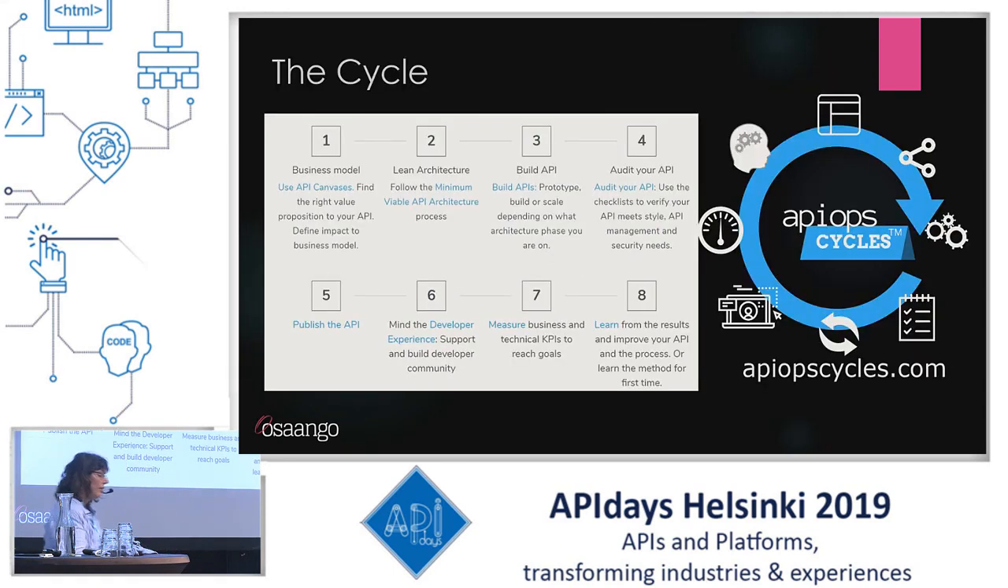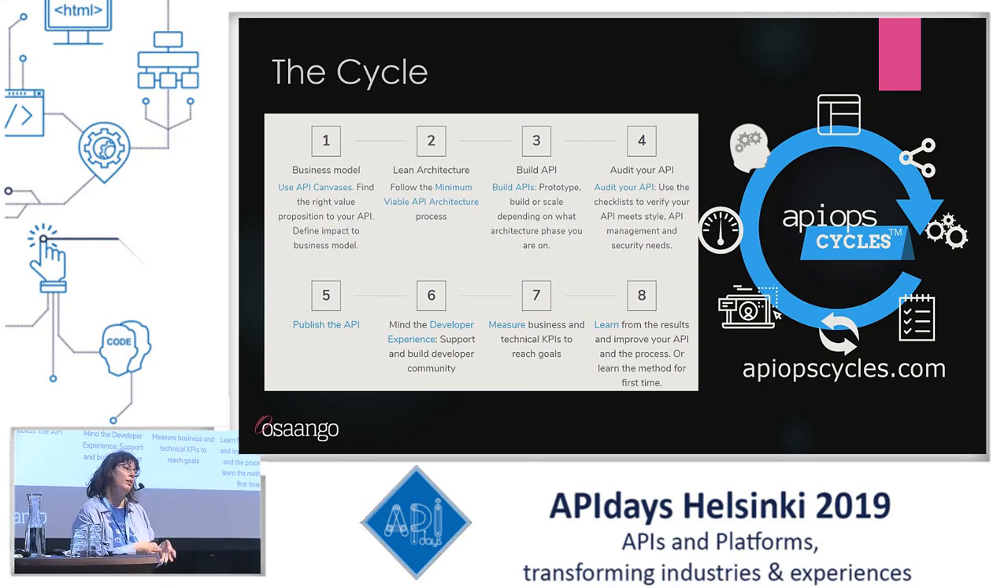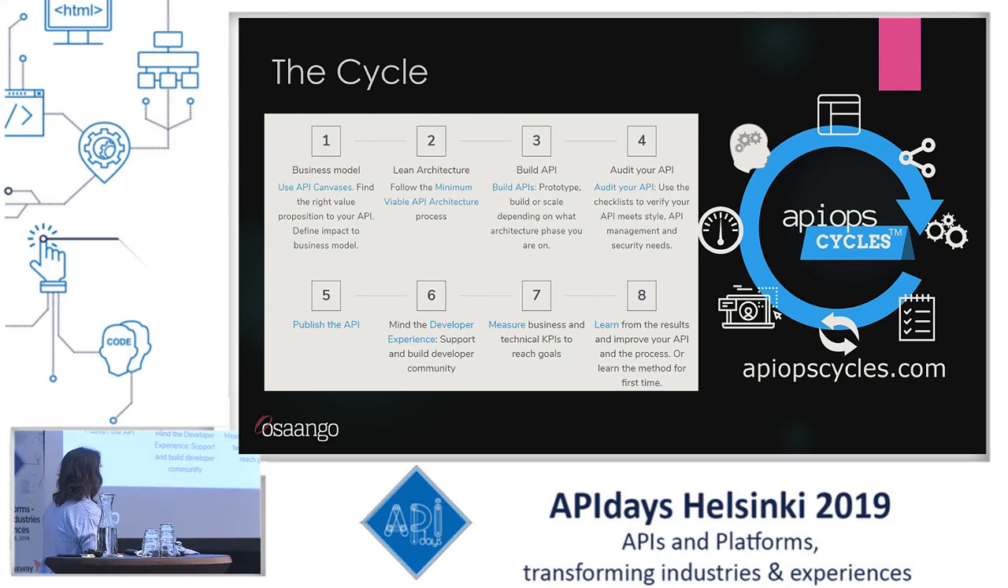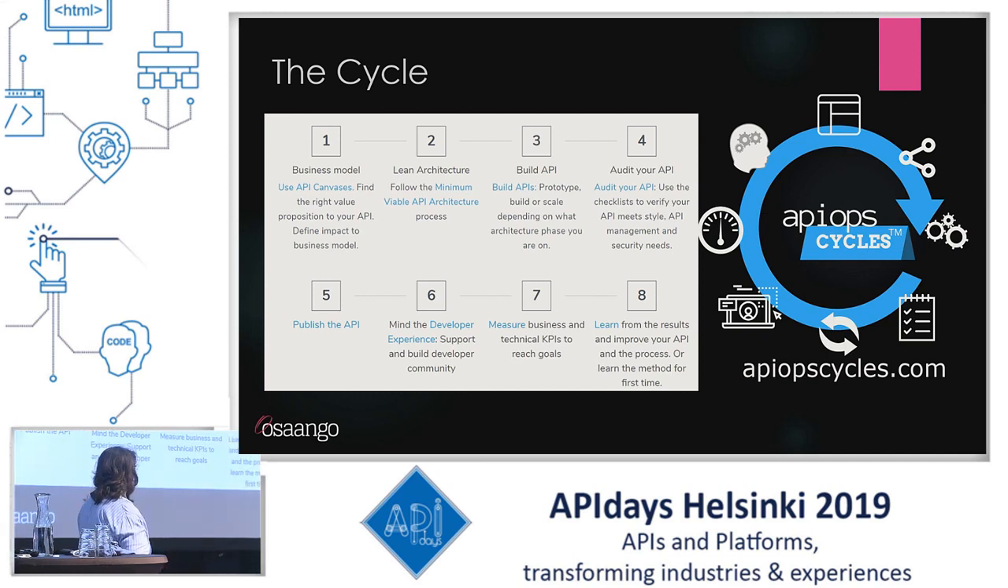So in the APIOps cycles, we put together certain things that are understandable for business people, designers, and technical people, from coders to architects. And we used lean startup, minimum viable architecture, API business model canvases, and the value proposition canvas, which is used in product management, API as a product, you remember. And we put them into a process where you have certain methods and certain steps. If you do everything in this order, you should be good to go. You will even get the developer experience in shape.